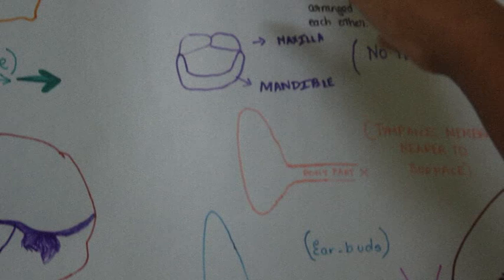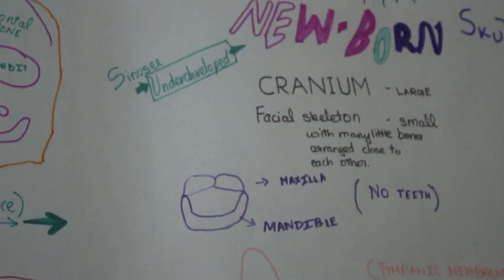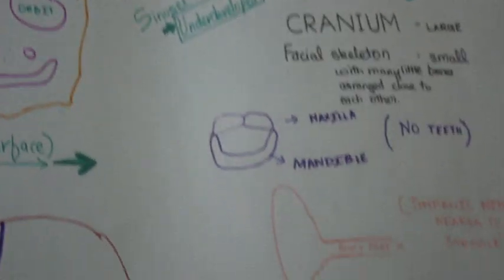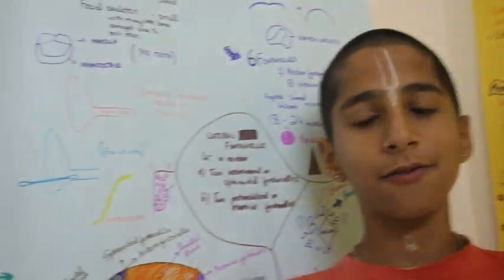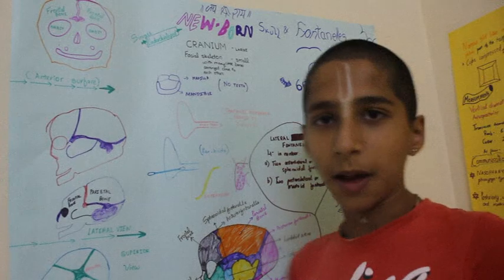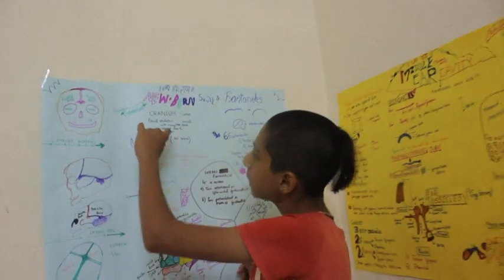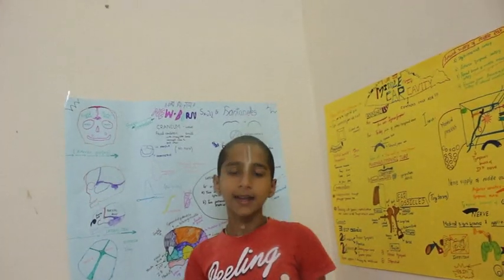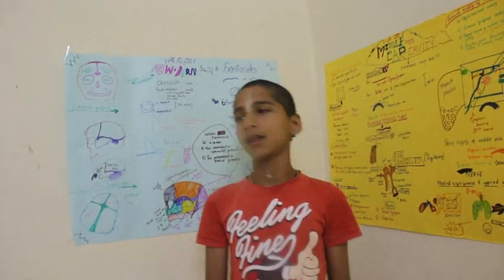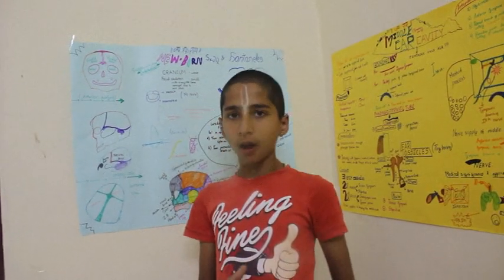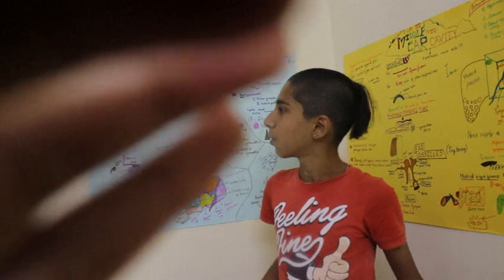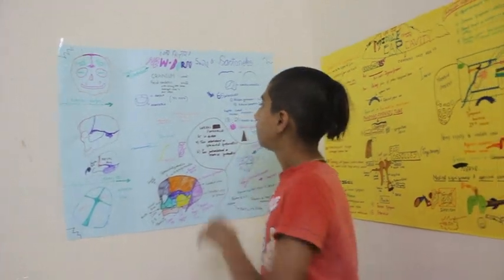The cranium is large, the facial skeleton is small. The maxilla and mandible aren't completely developed. The reason why, just guess it, is that infants don't have well-developed teeth. No teeth. So the maxilla and mandible need not be as developed as they are supposed to be in a child after the age of 2, 3, 4, 5, 6, or an adult.